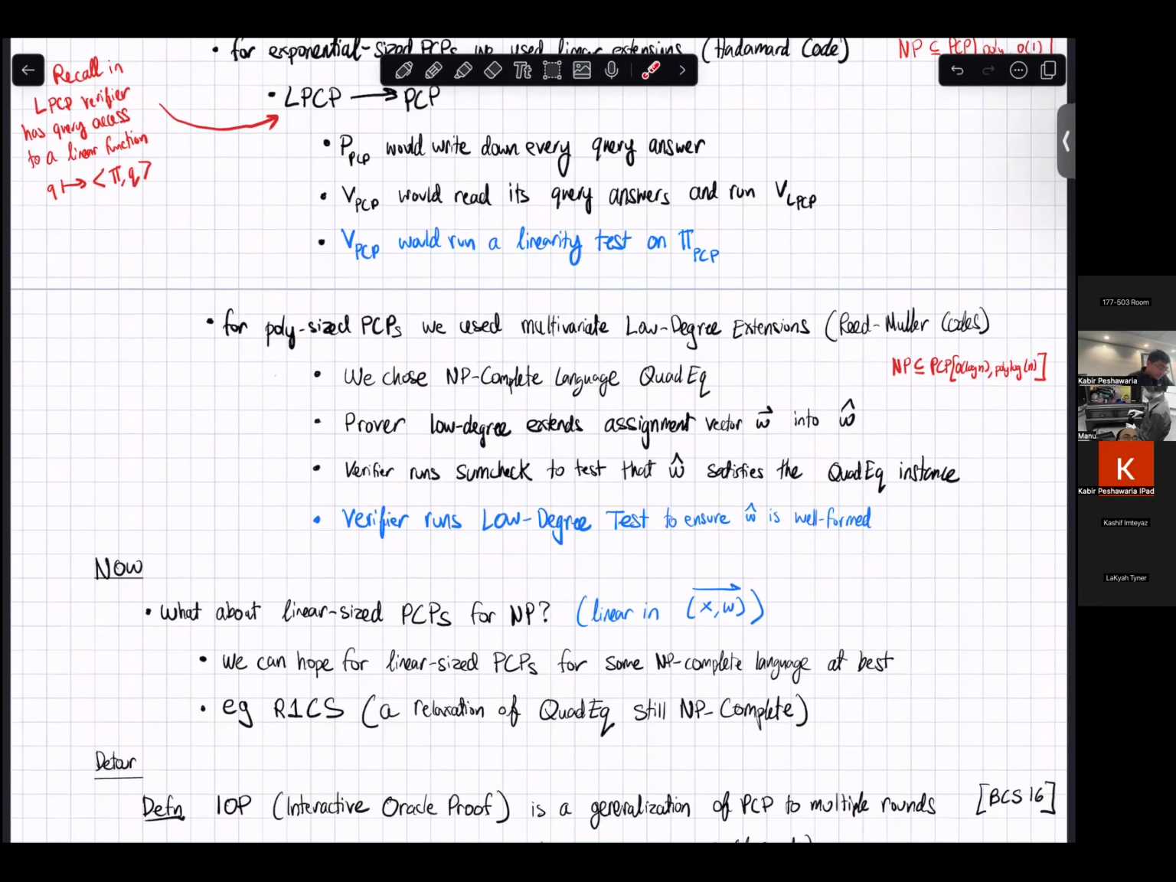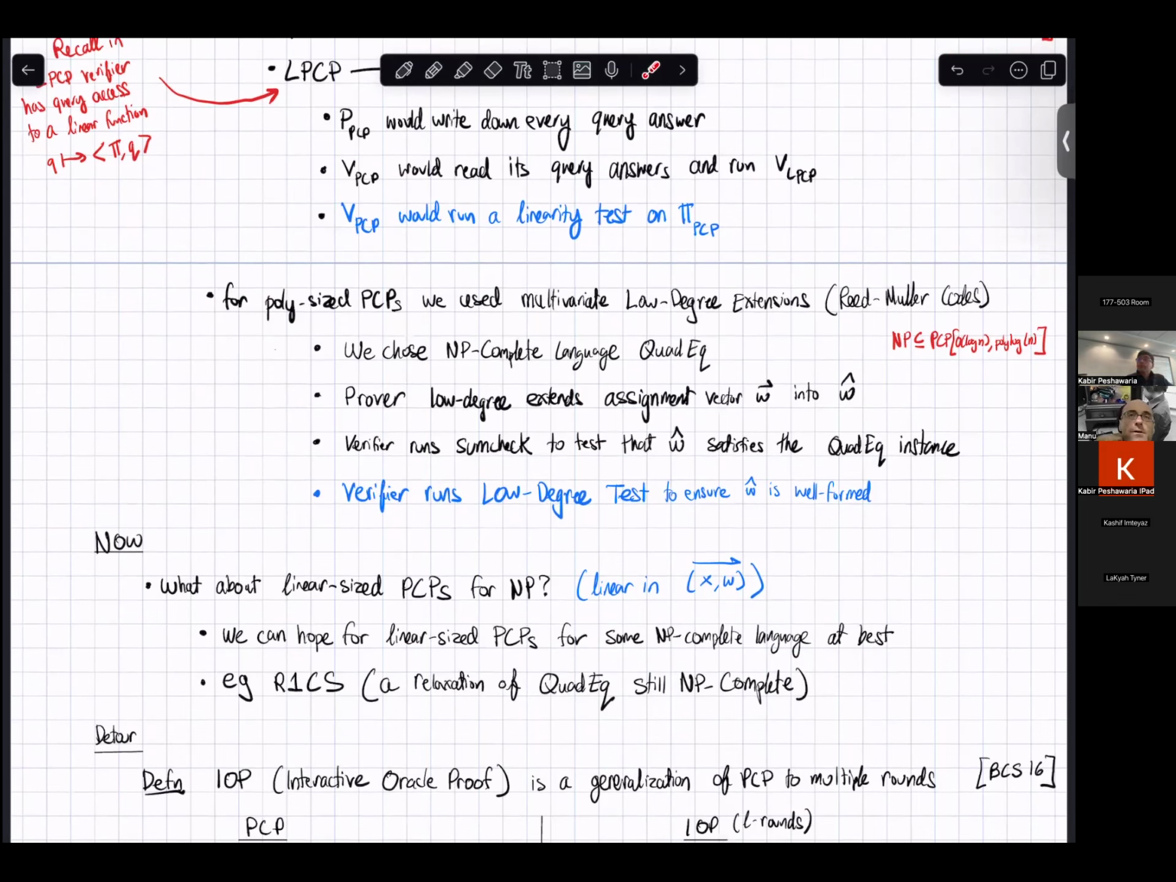So now finally, we want to talk about what about linear sized PCPs for NP? We had these poly-sized PCPs for NP. Well, what do I mean by linear? I mean linear in the instance or the witness. But NP reductions don't necessarily need to have a linear blowup. They're allowed to have a polynomial size blowup. So the best that we could really hope for is linear-sized PCPs for some NP complete language at best. That's not going to give us linear-sized PCPs for every NP language. Fair. So let's pick an NP complete language.